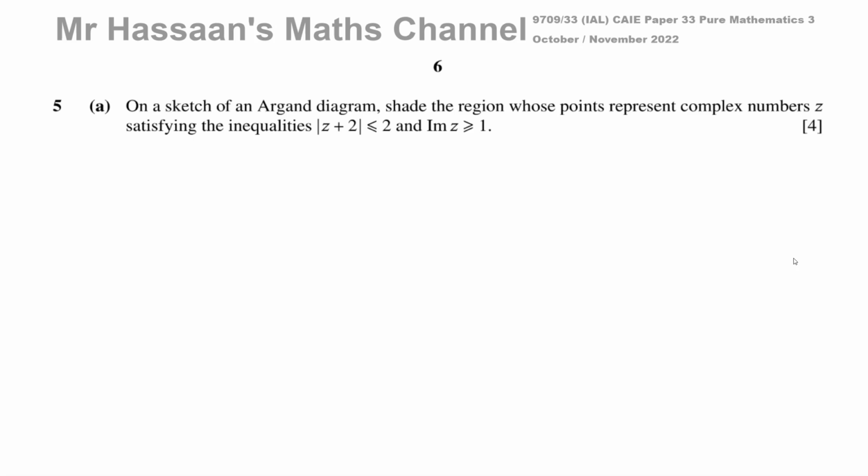Zan's Maths channel, and I'm now answering question number 5 from the October-November 2022 Pure Mathematics Paper 3, Variant 3 from the Cambridge 9709 specification. And here we have a question about complex numbers and Argand diagrams.